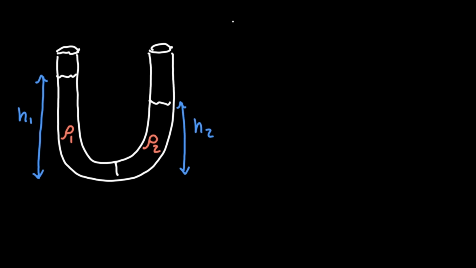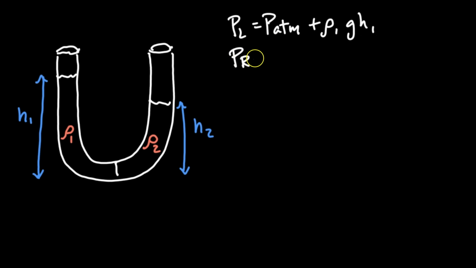A U-tube contains 2 immiscible fluids with densities rho 1 and rho 2. Heights of the fluids are H1 and H2. Find the relationship between rho 1, rho 2, H1, and H2. Solve for variable H1. Let's start with the big idea here. So the big idea is that at the same horizontal level, the pressure must be equal. So the bottom of both fluids has the same pressure. Let's start with the pressure of fluid 1. So at the bottom of fluid 1, the pressure is equal to the atmospheric pressure plus rho 1 g H1.